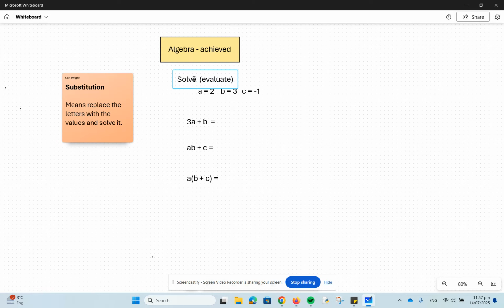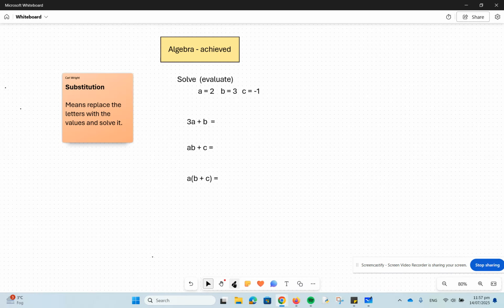So it might say solve it, or evaluate, or give an answer. They might have a different way they say this. But when it's substitute, you always have an answer, okay? It's not simplifying. It's actually finding an answer by replacing the letters with the numbers and then working it out. So there's an actual answer. So let's do this one here, 3a plus b, and I'll show you how that works when you're substituting. As I said, it's probably the easiest one to do.